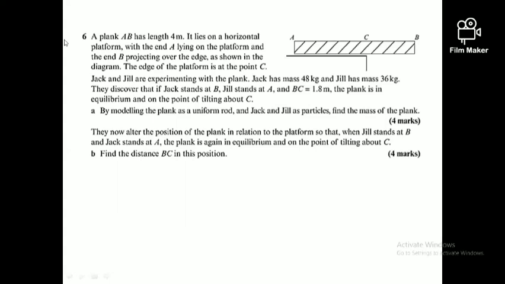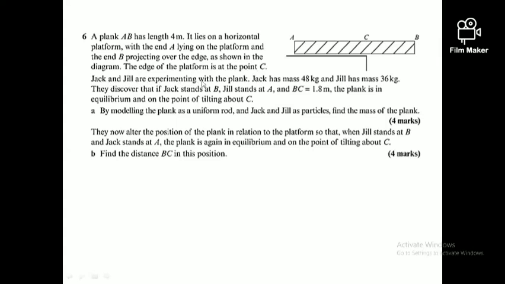The next question. The plank AB has a length of 4 meters. From here to here is 4 meters. It lies on a horizontal platform with the end A lying on the platform and B projecting over the edge as shown in the diagram. The edge of the platform is at point C. It's like it's balancing over here, right?